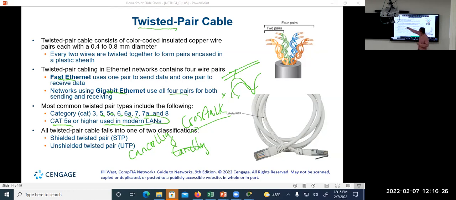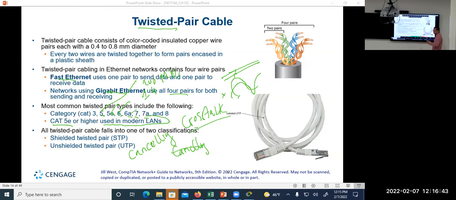So for the Cat5, you can transmit with fast Ethernet. You have 100 megabits per second here. And the 5e, you can go up to 1 gigabit per second. And for Cat6 here, you can go to the 1 gigabit, and 6a here, you can go to the 10 gigabit per second.